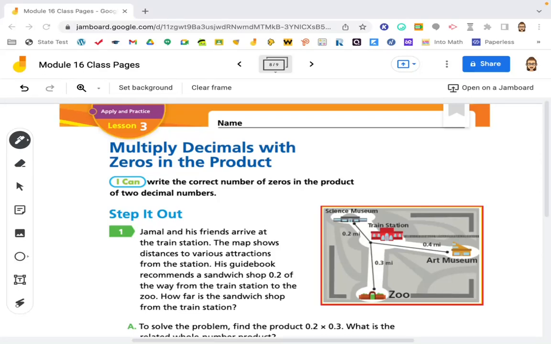Hello, my mathematicians. Today we are looking at Module 16, Lesson 3, which is all about multiplying decimals with zeros in the product. Hopefully by the end of this lesson, you'll be able to write the correct numbers of zeros in the product of two decimal numbers.